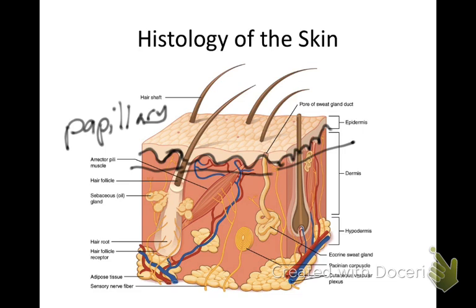The thicker, deeper layer of the dermis, the bottom probably 80%, is the reticular layer. That is our irregular, mostly collagenous, dense connective tissue.